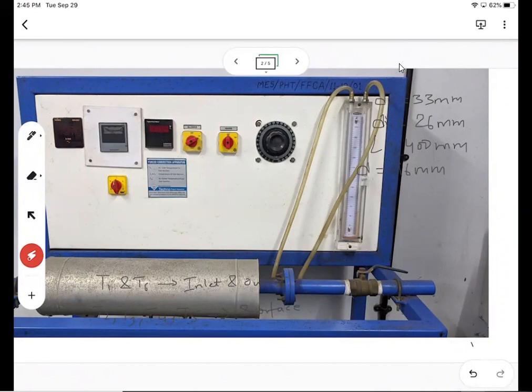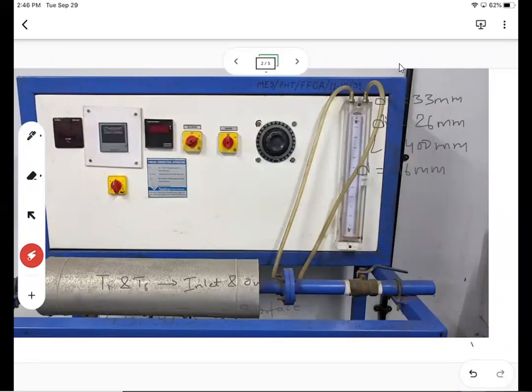Over here you can see the voltage reading, and here you can see the ammeter reading. Just make sure that the product of both of them does not exceed about 200 watts, because the heater has a capacity of 400 watts, but as a factor of safety we will not exceed 200. Then over here this is the temperature indicator, and this is the knob for it.